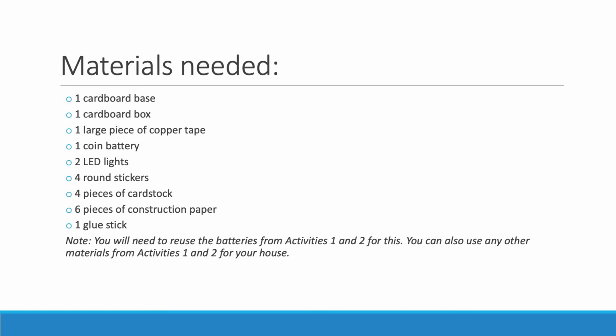To build your house and light it up, you will need the following materials: 1 cardboard base, 1 cardboard box, 1 large piece of copper tape, 1 coin battery, 2 LED lights, 4 round stickers, 4 pieces of cardstock, 6 pieces of construction paper, 1 glue stick, and 1 pair of scissors.